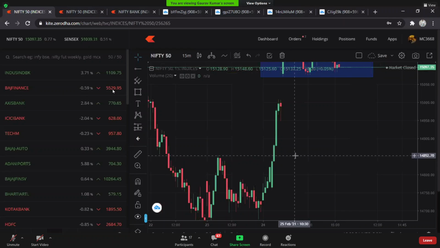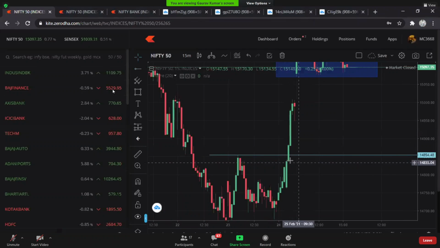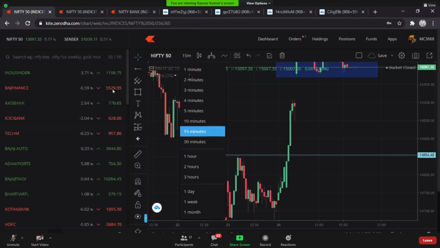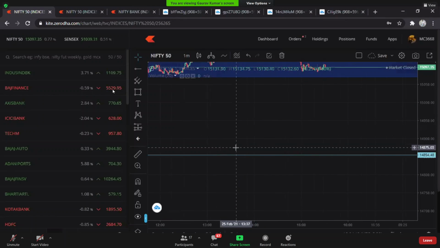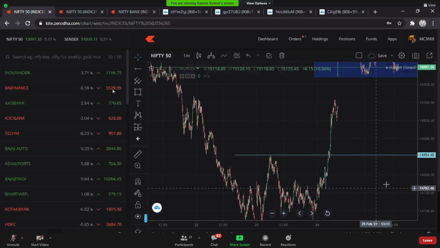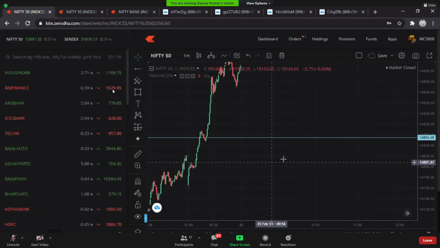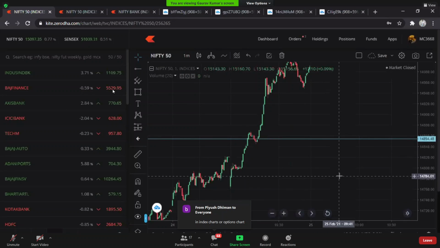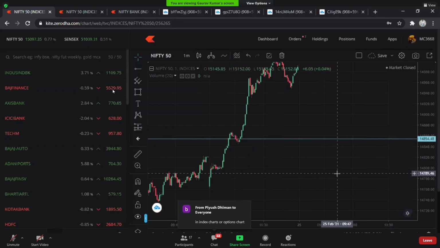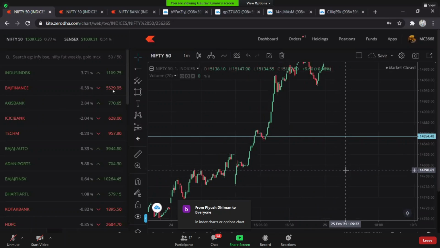If someone wanted to take entry at this point, at the breakout of this double bottom, then where would they have kept their SL? We need to find this in a smaller time frame because entry is in the smaller time frame. So here would have been their probable SL, that is approximately 60 points.